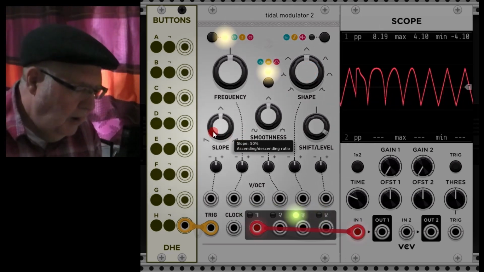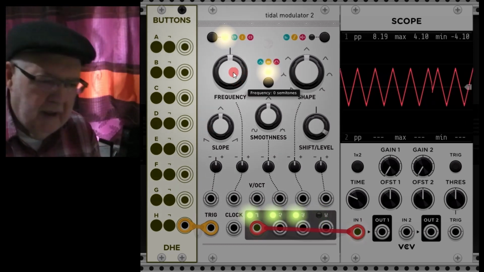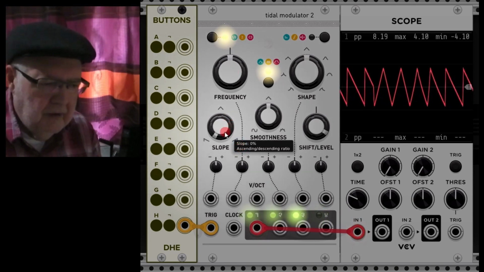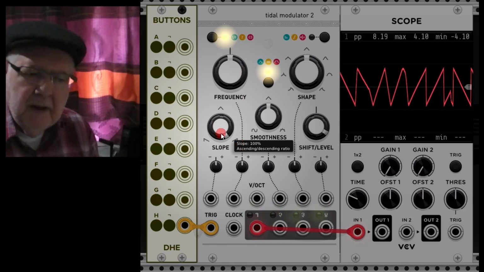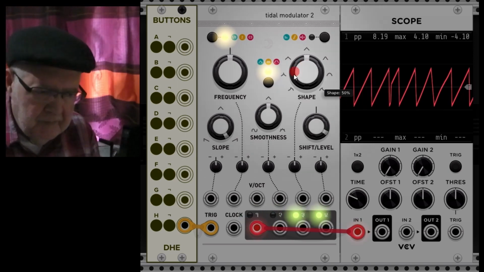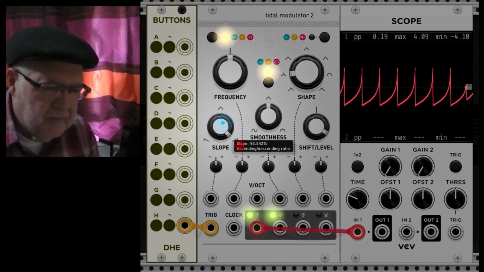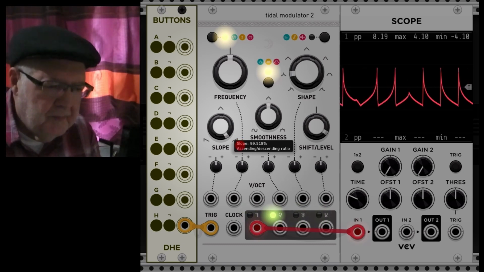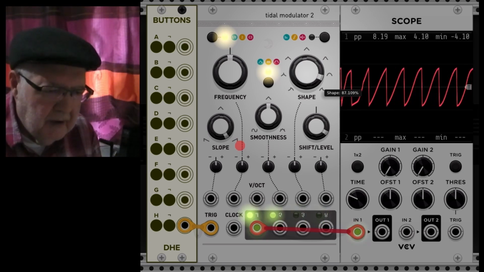Okay, the slope sets the relation of the duration between the uprising flank and the down flank. Let me show this. Now we have a down ramp envelope, and now we have an up ramp envelope, but the slope knob works also with other shapes. Let me use some pointed ones. The other way around. And some sinusoid ones. Let me see, this one or this one.